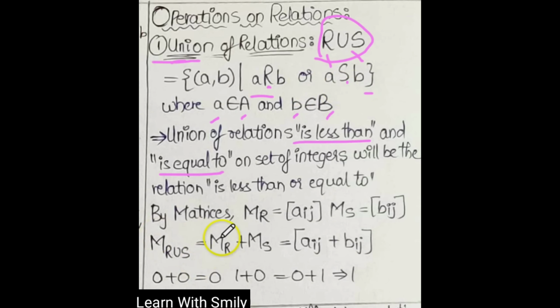By matrix representation, we can say MR equals aij, MS equals bij. Then when we are making a union of MR and MS, it is represented by plus and equals aij plus bij. As we have already discussed, matrices are represented either by 0 or 1, right? So within these two numerics we will represent the matrix form. So we have performed the union between 0 and 1, and these are the outputs that we have got.